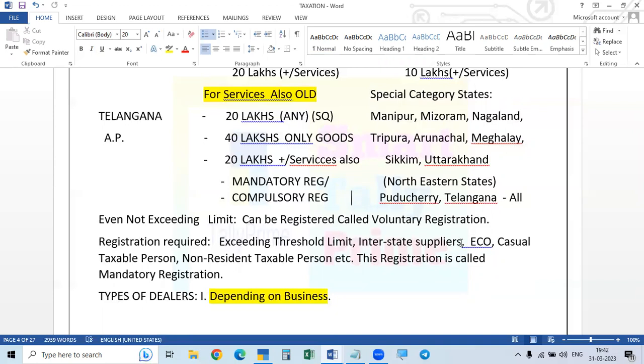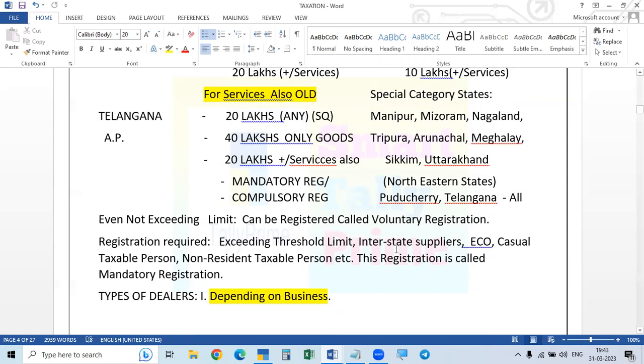And one more thing: the person selling the goods is generally called a seller. But in the GST Act, sale of goods or services is called supply, so the seller is called a supplier of goods or services. If suppliers supply goods within the state, it is called intrastate. If you supply to other states, it is called interstate supply.